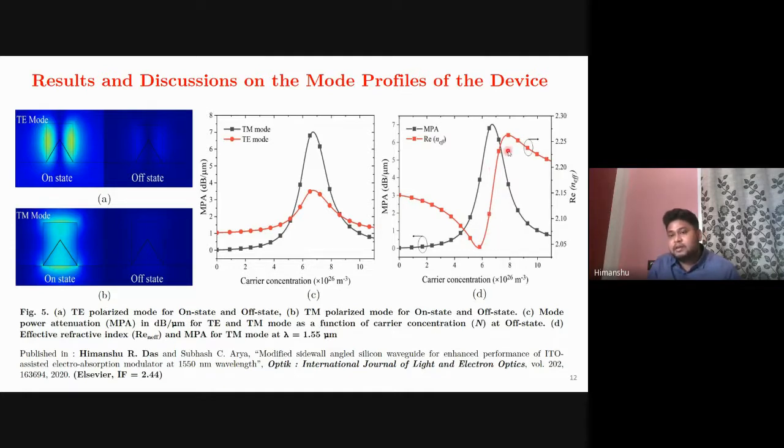So but if we further increase the carrier concentration from say 8 into 10 to the power 26 per meter cube, again the graph of effective refractive index starts to decrease. This is because whenever epsilon, that is the permittivity of ITO, shifts away from 0, then it tends to change its state from metal state to dielectric state. Only around this region, say 6 to 8, it changes its characteristic from a dielectric to a metallic state. Beyond this region, again it becomes a dielectric material.